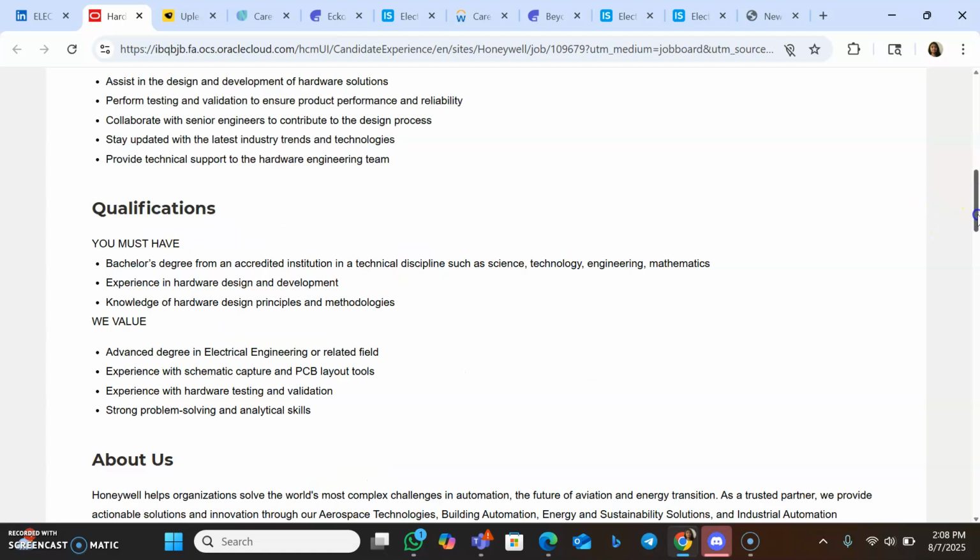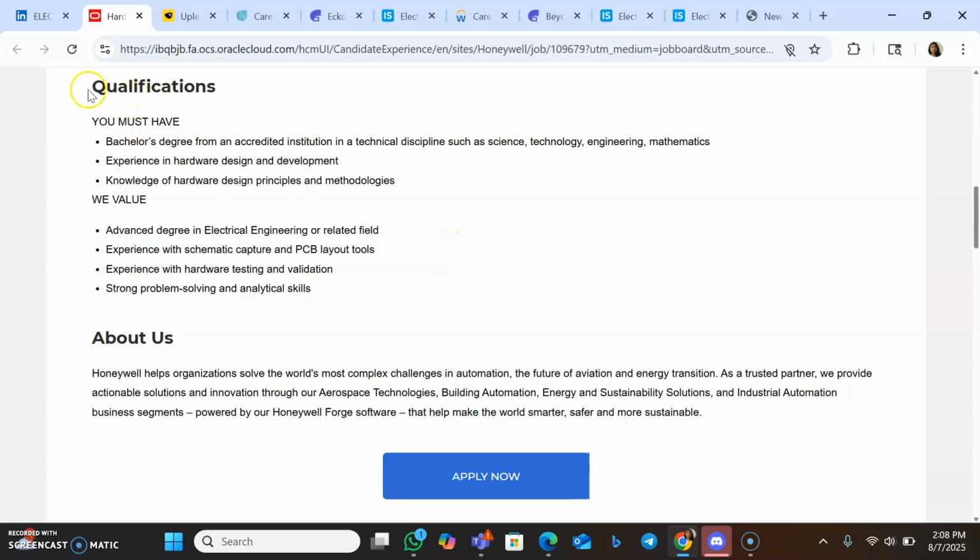Talking about the qualifications: a bachelor's degree from an accredited institution in science, technology, engineering, or maths, experience in hardware design and development, and knowledge of hardware design principles and methodologies. If you have an advanced degree in the electrical field or a related field, they will value it, meaning it will be given more preference. You should also know PCB layout design, hardware testing, and have problem-solving skills. If you are interested in this, apply now.